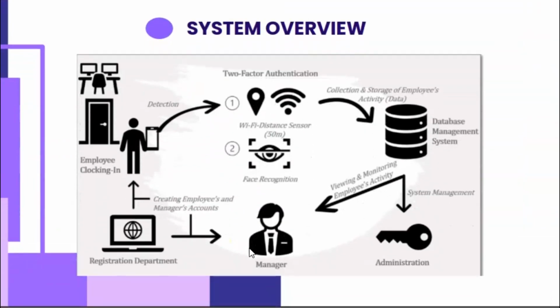Going to the system overview, as you can see here, this image shows our system and how it works. For example, an employee starts to log in. First, he's going to use the face recognition. So it detects that this is the right person who's entering, and then it will take him immediately to the distance page, which will check and compare his distance with the organization's distance and make sure that he is inside the organization premises and not outside.